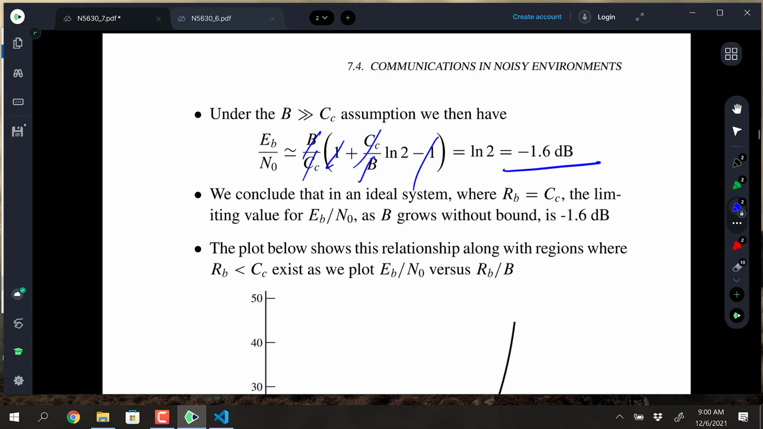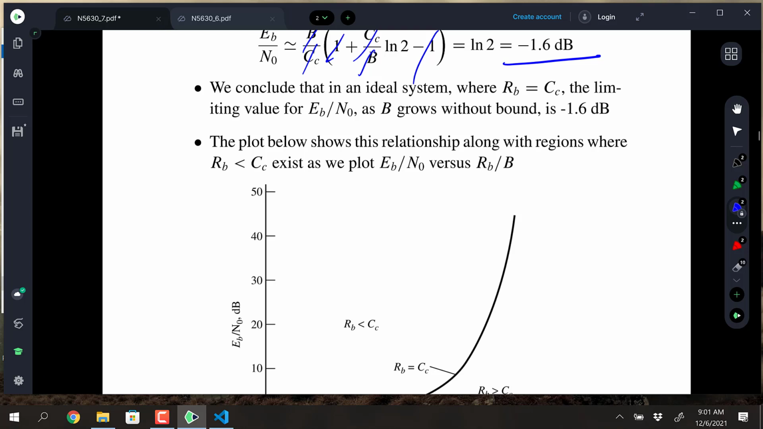So it becomes natural log of 2, which seems very uninteresting, which if you put that in terms of dB, that's minus 1.6 dB. You know, it's 10 log base 10 of natural log of 2 is minus 1.6 dB. And that becomes the Shannon limit for EB over N naught on a channel, minus 1.6 dB. So as B grows without bound, EB over N naught can drop all the way down to minus 1.6 dB, and we can have reliable communication.